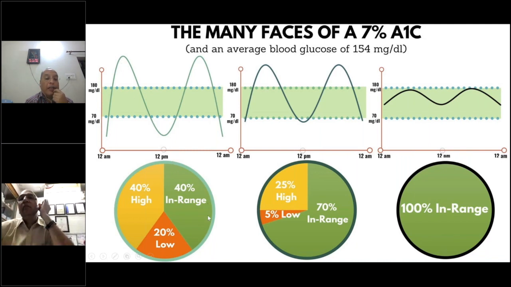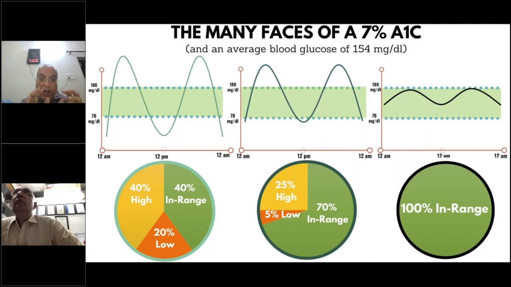And if you see the green, it is time in range. This is only 40%. The patient has 20% of the time in hypoglycemia and 40% of the time in the hyperglycemic range. In the second graph, 70% is time in range, 25% hyperglycemic episodes, and 5% below range, that is time below range. While in the third graph with the same HbA1c, there is almost a flat curve, and most of the time glucose values are in range, 100% of the values are in the range.